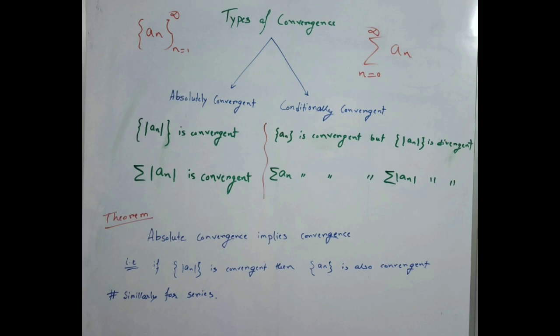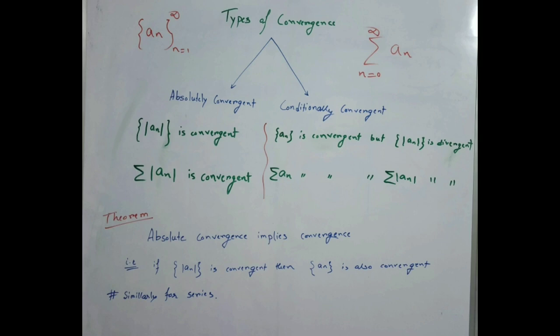We have two types of convergence: absolutely convergent and conditionally convergent. Suppose an is a sequence. If mod of an is convergent, then we say that the sequence is absolutely convergent. For conditionally convergent, let an be convergent but mod of an be divergent, then we call it conditionally convergent.